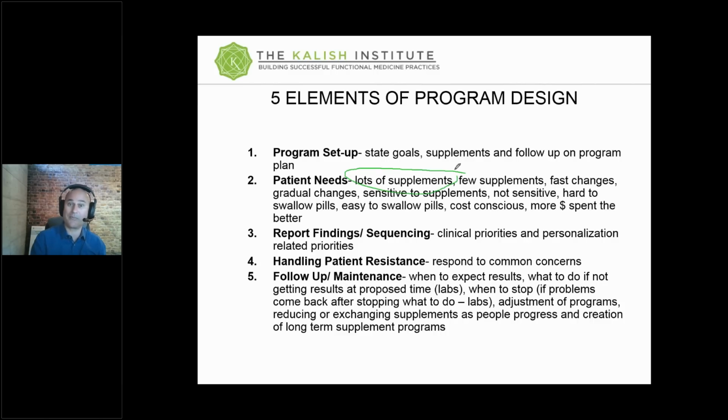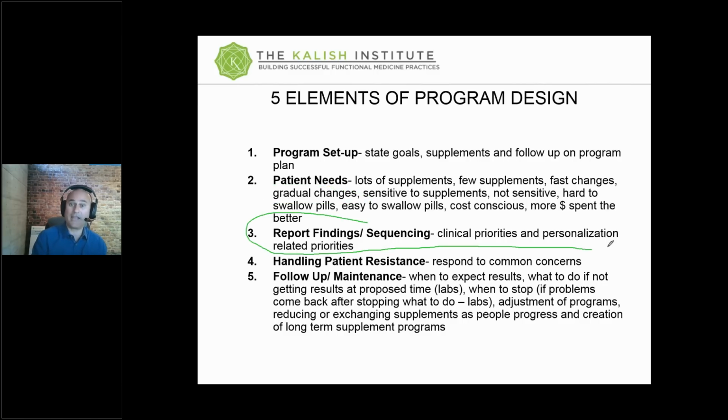Do they want a lot of supplements or just a few? Do they want changes to happen fast? Now, my assumption is that everyone wants to have fast changes, but you ask people, and some people get freaked out by changes that are too fast. So you may have patients that actually want gradual changes. So just make sure that you check in with the person so you know, as you're designing their adrenal program, what are the good things that you want to set up for them.